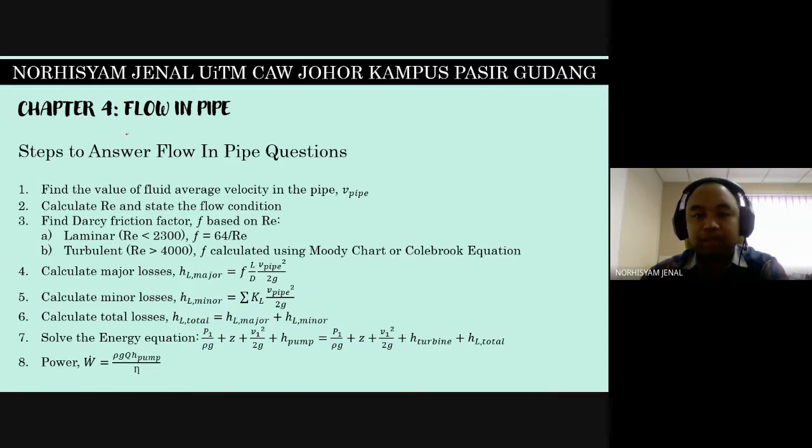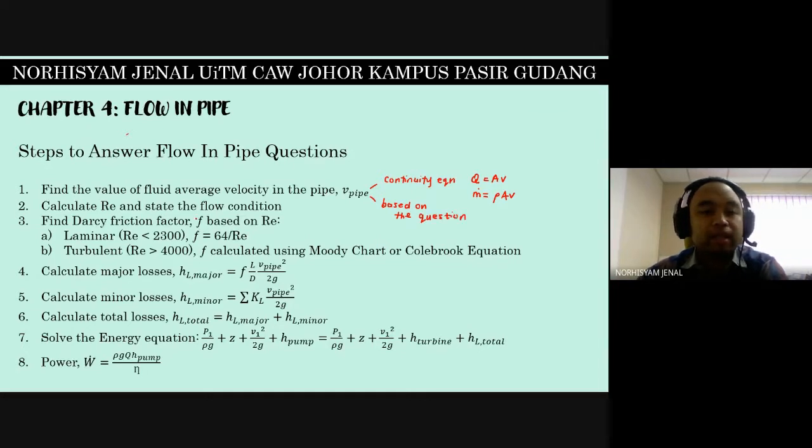So to find out V pipe, V pipe is calculated using either continuity equation. Continuity equation means it's Q equals to AV or mass flow rate equals to rho AV. So that's the first way, and sometimes the question already gave you the velocity, so just use whatever velocity that you have based on the question.